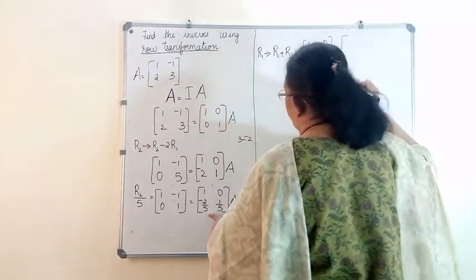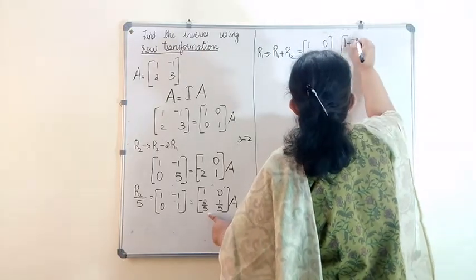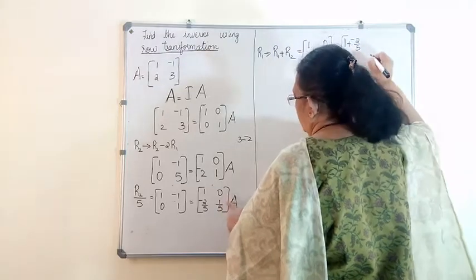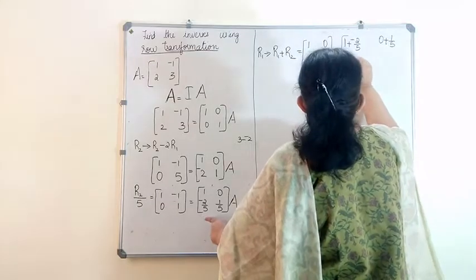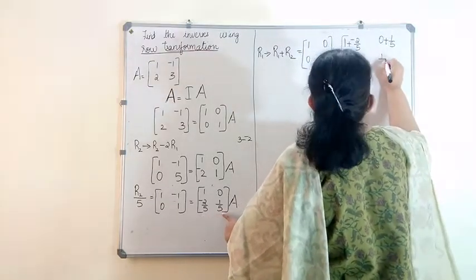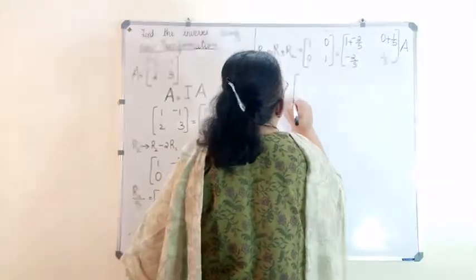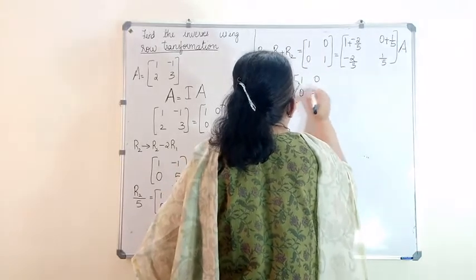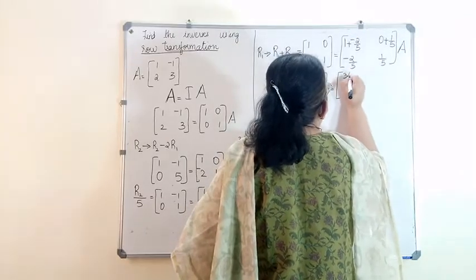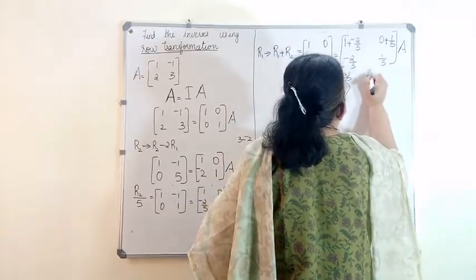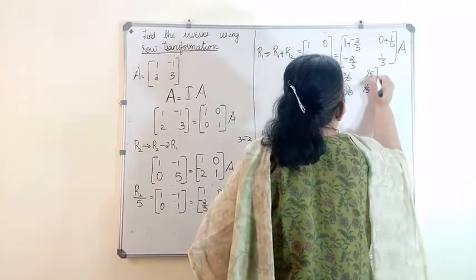Minus 1 plus minus 2 by 5. I will write here minus 1 plus minus 2 by 5. 0 plus 1 by 5. Minus 2 by 5, 1 by 5 into A. That is matrix 1, 0, 0, 1 equal to 1 plus minus 2 by 5, which is 3 by 5, 0 plus 1 by 5, 1 by 5, minus 2 by 5, 1 by 5 into A.